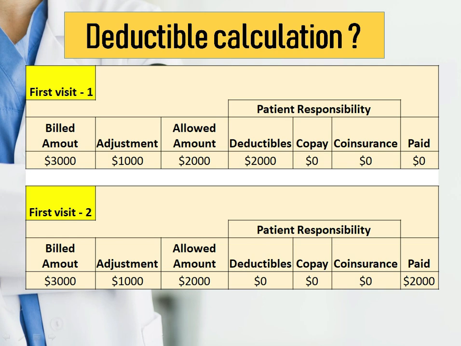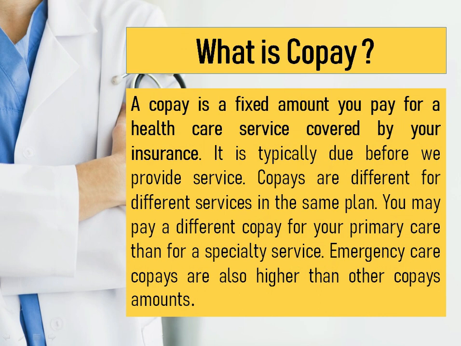All right, let's move on to copay. A copay is a fixed amount you pay for a healthcare service covered by your insurance. It is typically due before we provide service. Copays are different for different services. In the same plan, you may pay a different copay for your primary care than for specialist care. Emergency care copays are also higher than other copay amounts.